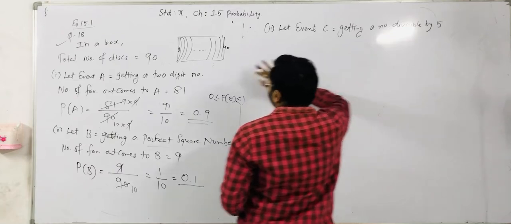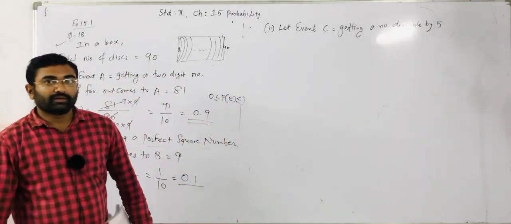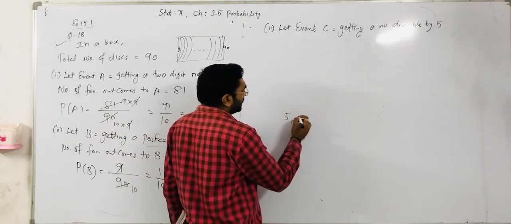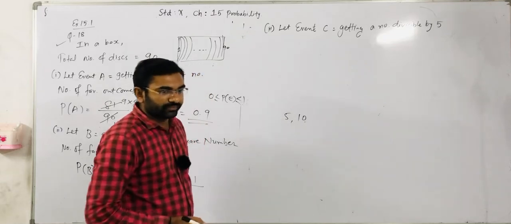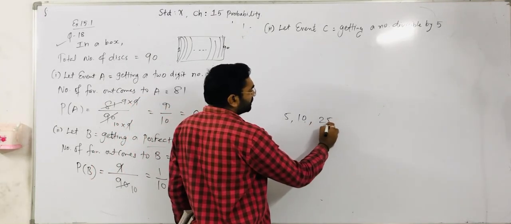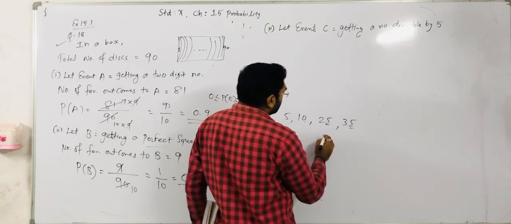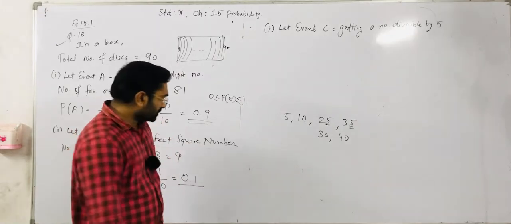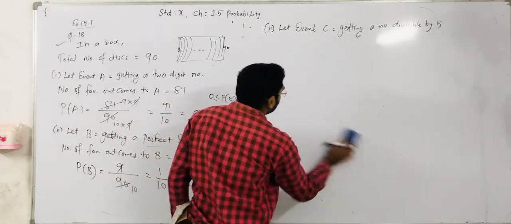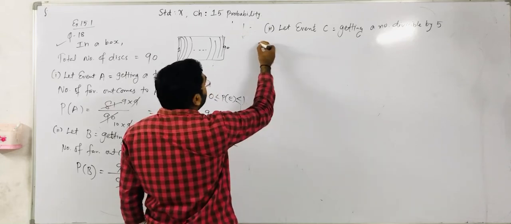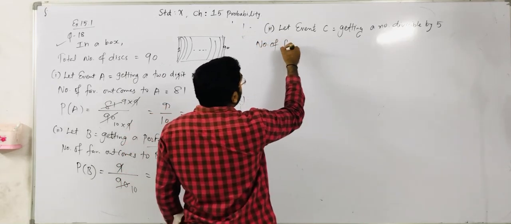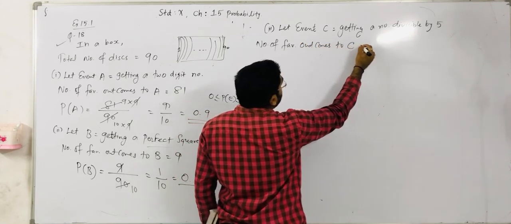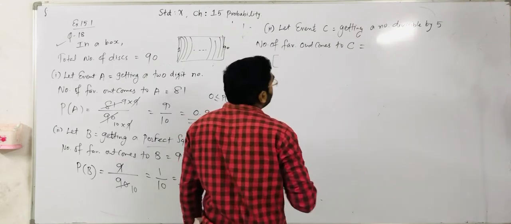So from 1 to 90, which numbers are divisible by 5? I hope all of you know that for a number divisible by 5, if any number has a unit place digit of 5 or 0, then all these numbers are divisible by 5. So we have to identify from 1 to 90 how many numbers are divisible by 5. Number of favorable outcomes to event C, we have to write.